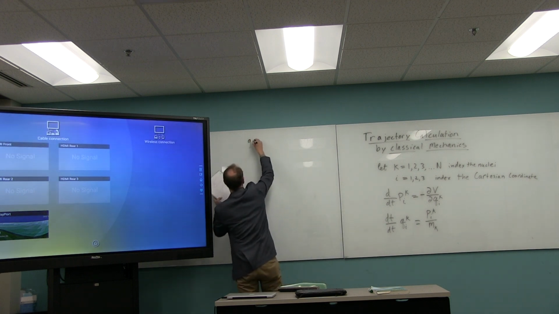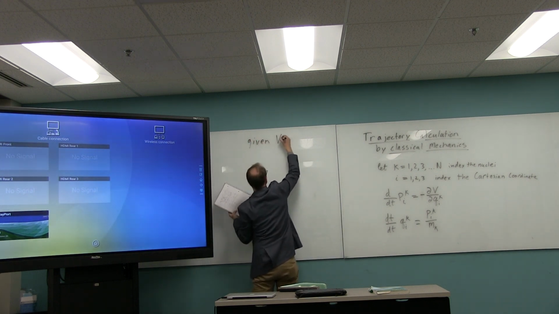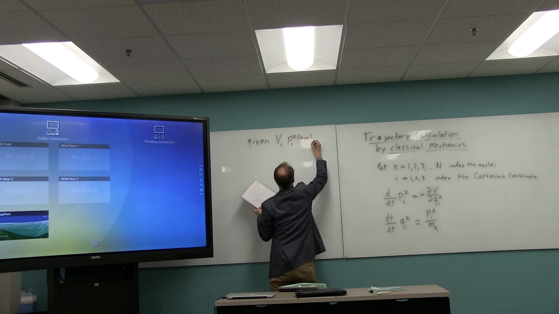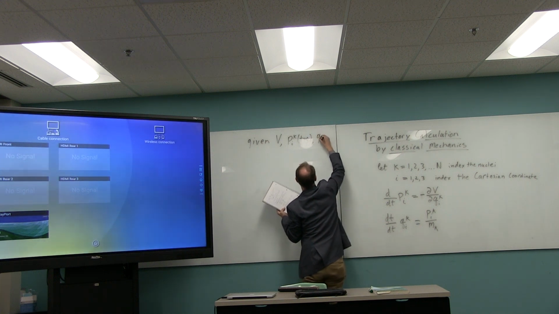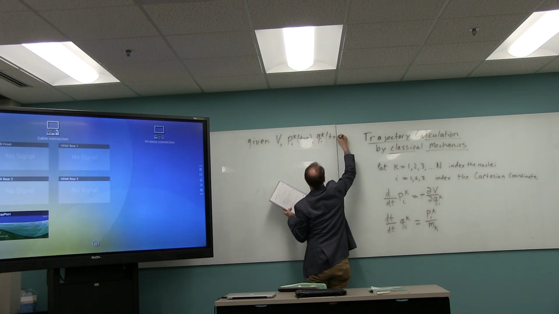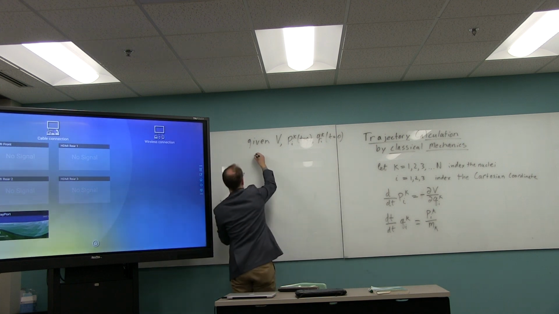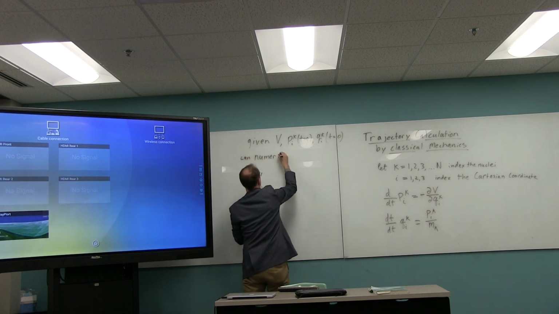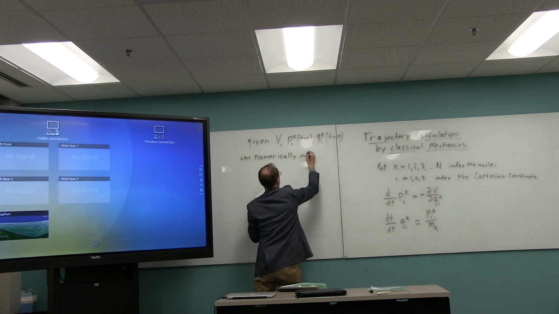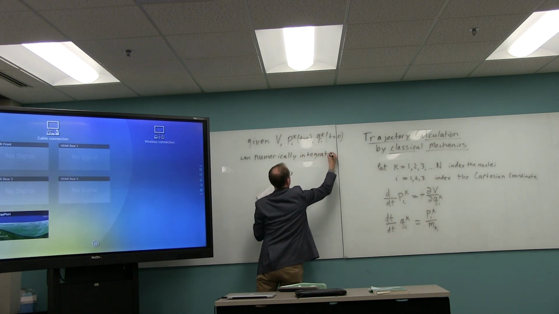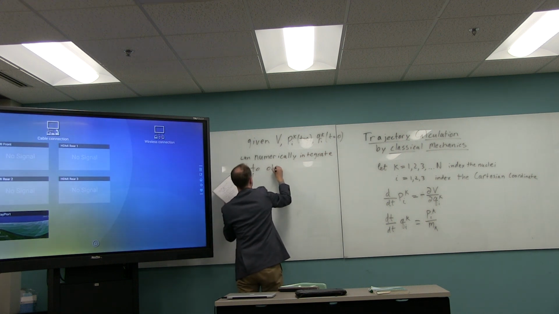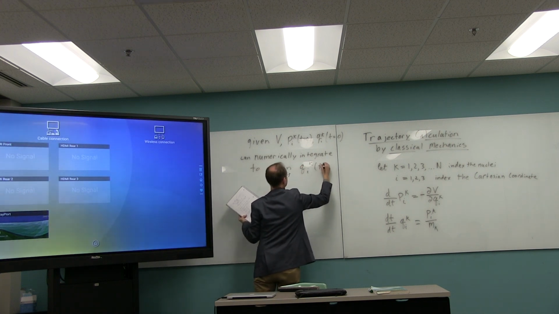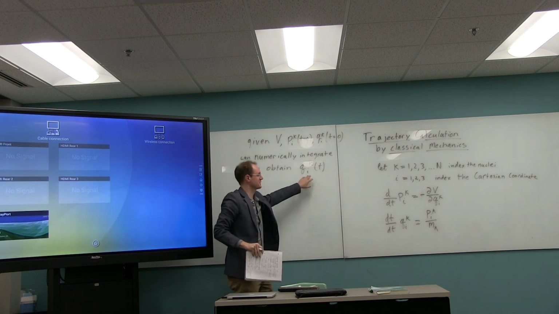So given p_ik at t equals 0 and q_ik at t equals 0, you can numerically integrate to obtain q_ik of t, right? So this gives you the motion of the nuclei as a function of time.